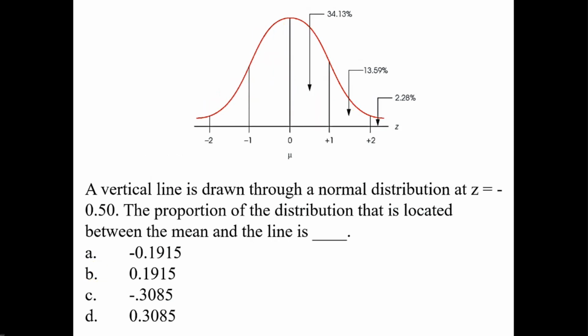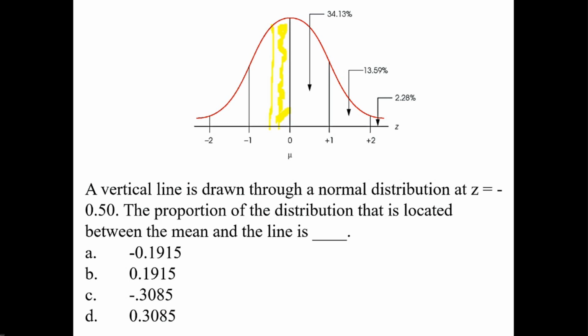Okay, so a vertical line is drawn through a normal distribution at z equals -0.5. So I'm going to put this right here, and the proportion of the distribution that is located between the mean and the line is, so that's this area here between the mean and that line. And we've got a few different answers. One, I'll tell you, it's never negative because it's a proportion, so that's always a positive number, so I can rule out A and C. And what I'm trying to figure out is how much is here.